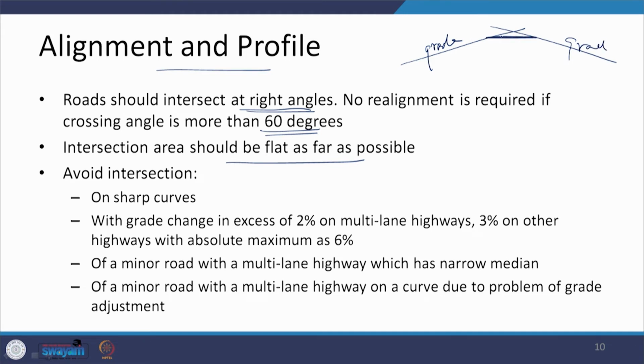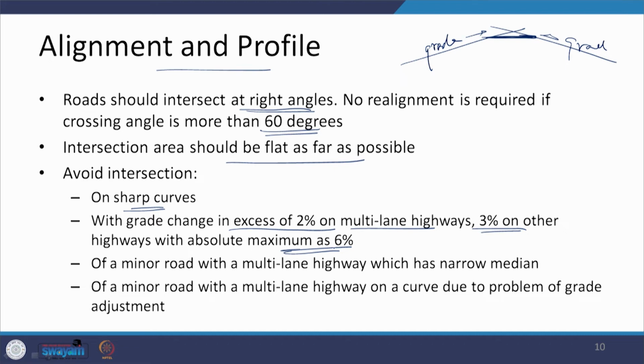So, at this point, if this type of crossing has to be provided, then the crossing should be flatter and it should provide visibility on both sides of the traffic on the crossroad, and that is how safety can be ensured. Then these intersections should not appear if there is a sharp horizontal curve or a grade change in excess of 2% on multi-lane highways or 3% on other highways, but in no case beyond 6%. So, these grade change conditions are also being defined.